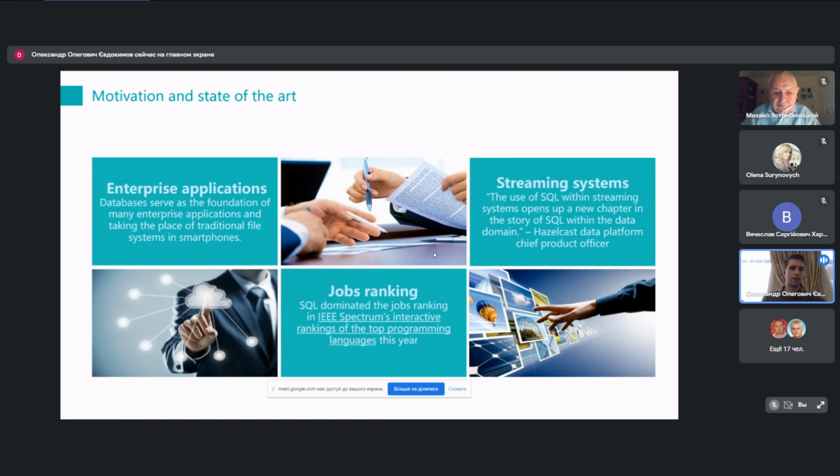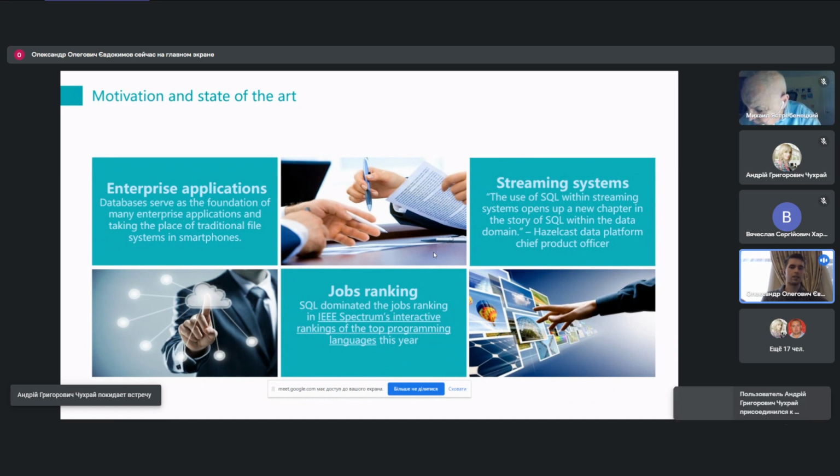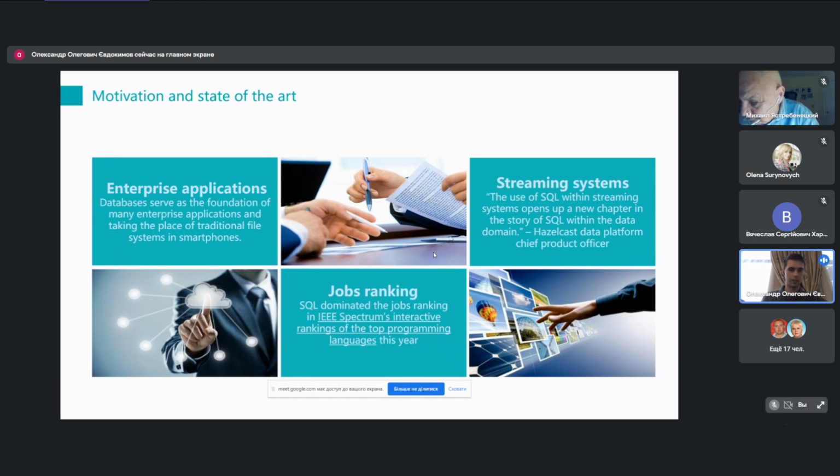Beyond the utility of databases in themselves, big data and the growth of streaming architecture are contributors to SQL's rise. Markets such as retail, e-commerce, and energy are seeing growing interest in applications where data has to be processed and analyzed in real time, says Manish Devgan, Chief Product Officer at real-time data platform Hazelcast. The use of SQL within streaming systems opens up a new chapter in the story of SQL within the data domain.